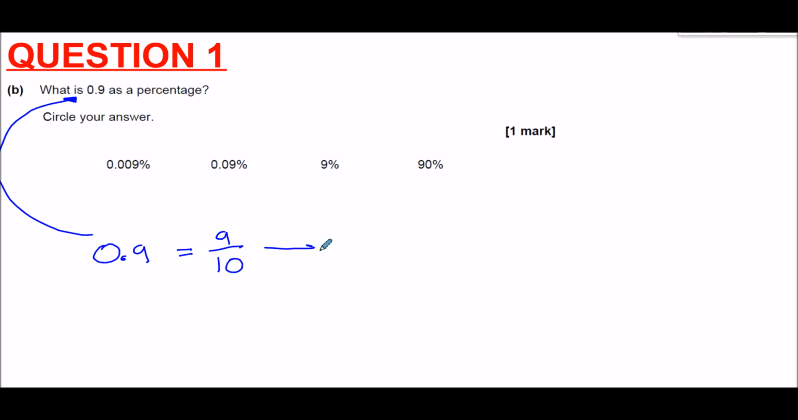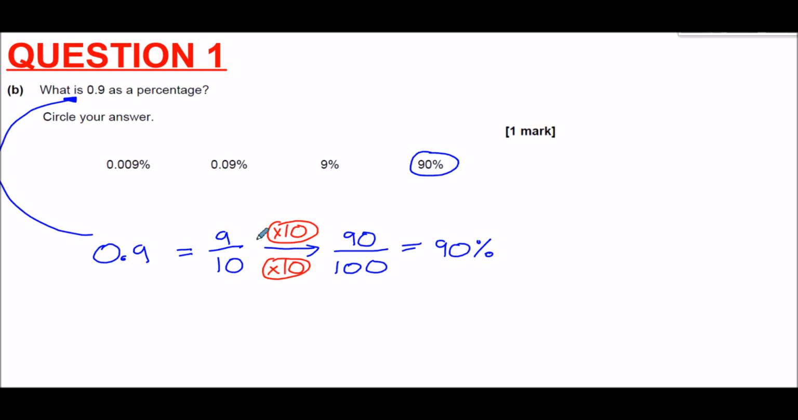Now, like I said before, percentage means out of 100. So I do want it out of 100. I want to go from 10 to 100. So what do I do to go from 10 to 100? I multiply by 10. But if I do that to the bottom number, again, I need to do the same to the top as well. So 9 multiplied by 10 is 90, and 90 out of 100 by definition is 90%. So this is the one we circle.